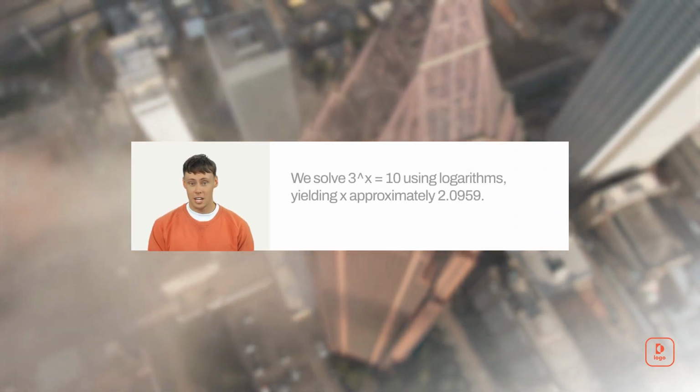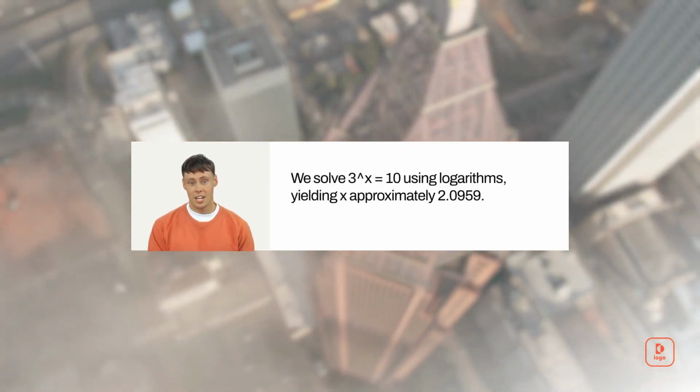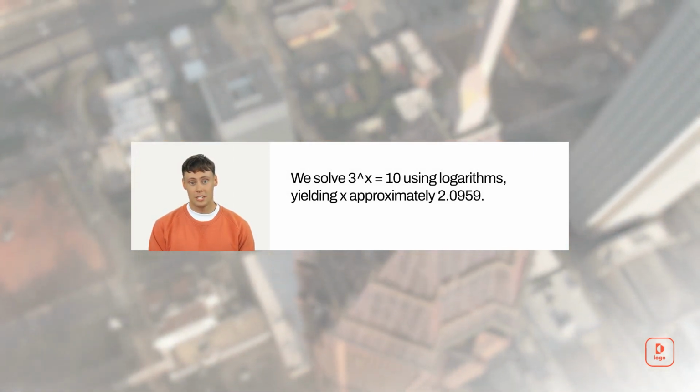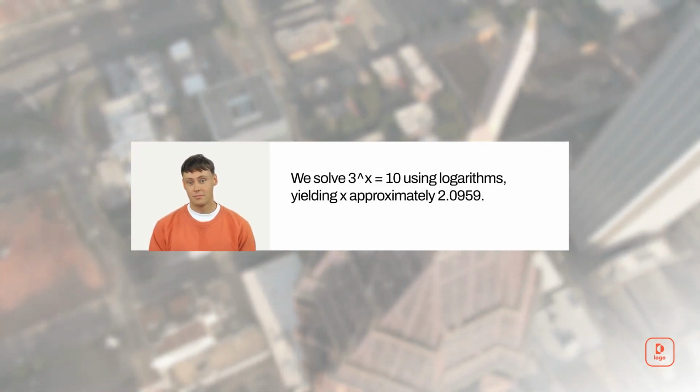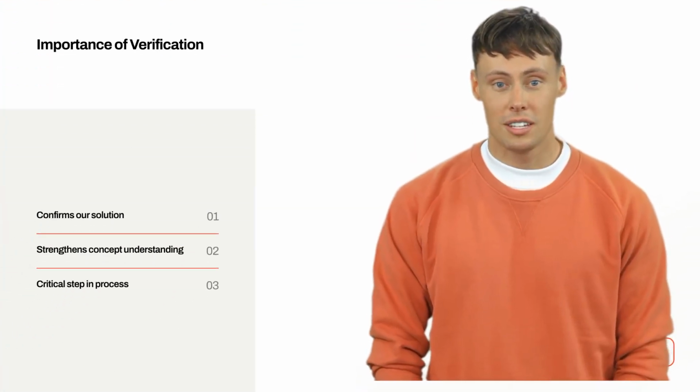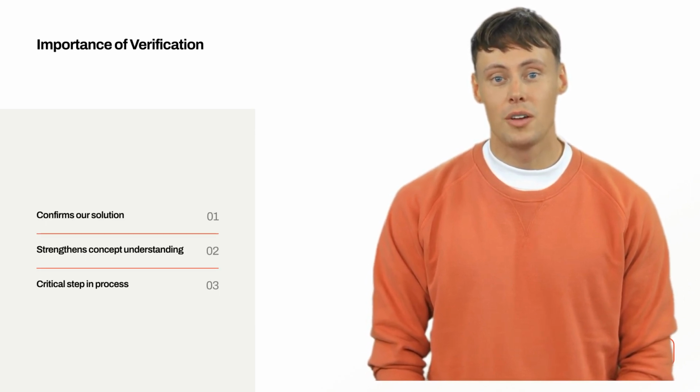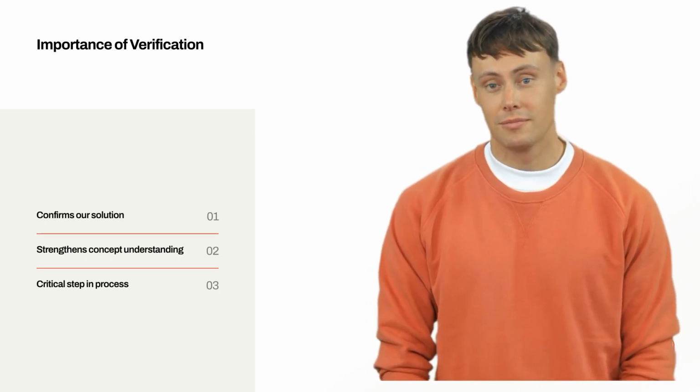What about equations with no common bases at first glance, like 3^x equals 10? Here, we approximate x using logarithms, which gives x approximately equal to 2.0959. Moving on to verification, always check your answers by substituting back into the original equation to ensure accuracy. Verification is a critical step. It not only confirms our solution, but also strengthens our understanding of the concepts applied.